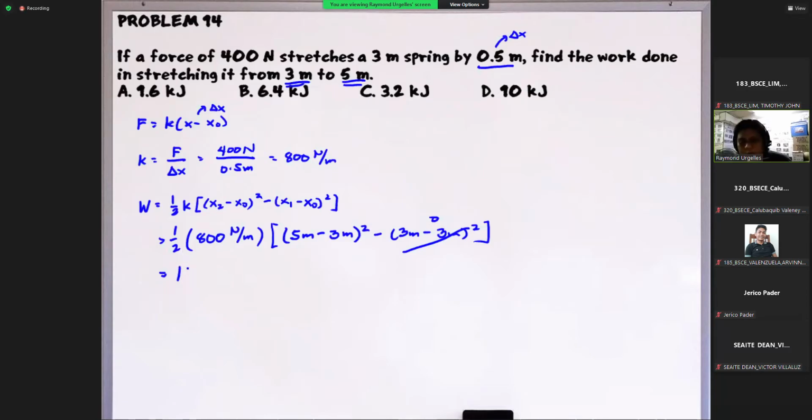So we have 1,600, in square meters. So the meters cancel, so Newton meter or joules. Let's convert to kilojoules. We have 1 kilojoule for every 1,000 or 10 to the 3 joules. So just remember our direct formula here. So we have 1.6 kilojoules.